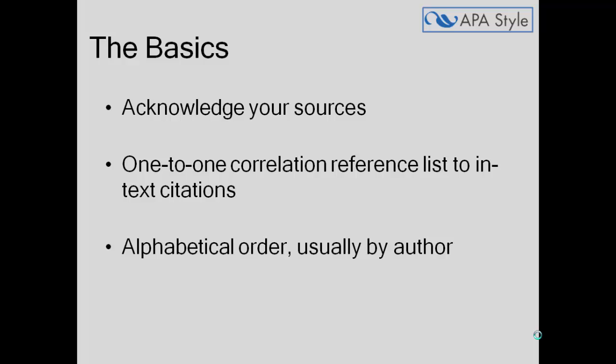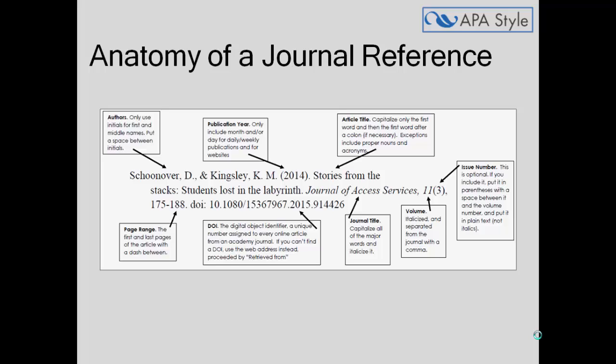The reference list is arranged in alphabetical order by the first element of each reference, which is usually the author's name. All right, let's look at examples. So here's a journal article reference, and you can see all of its parts labeled. Starting with the authors, just with their first initials, the publication year, the title of the article with only the first word capitalized, and then the first word after a colon capitalized as well. And of course, you should keep capitalization for any proper nouns and acronyms.